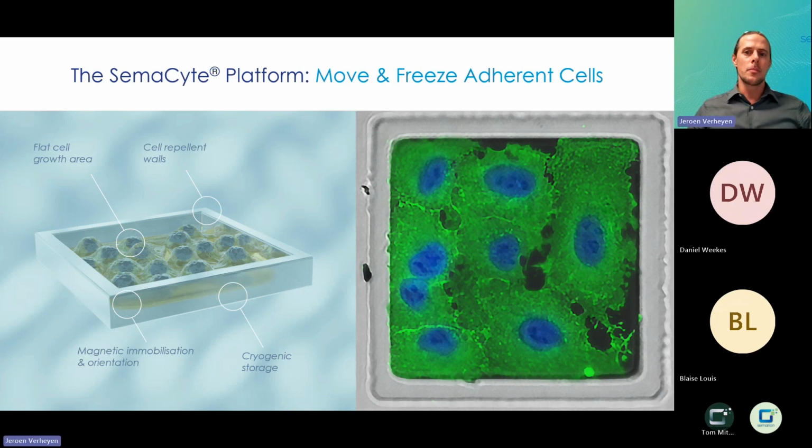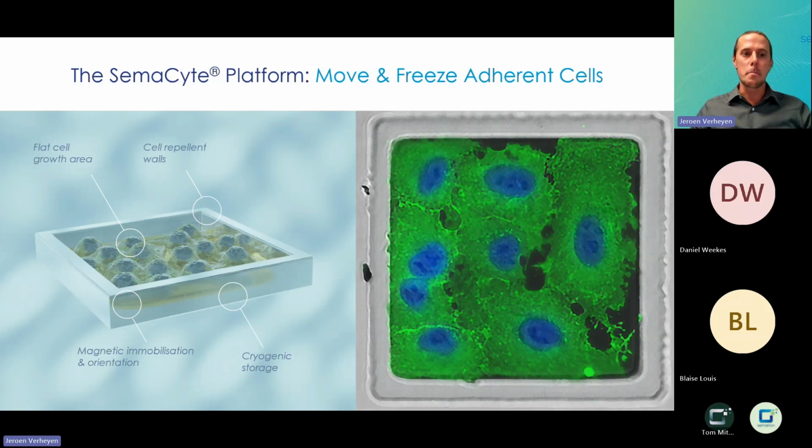So the SemaCyte platform essentially enables you to move and free cells while retaining their adherent morphology. On the left here, you can see a graphic of what these materials look like. They have a flat cell growth area, so that cells can attach and grow as they would normally do in a multi-well plate or a petri dish or anything like that. These microcarriers very often are made at 100 by 100 micrometers in size, which means that they can carry anywhere between 2 to 15 cells each, but we can change those dimensions if we want to.